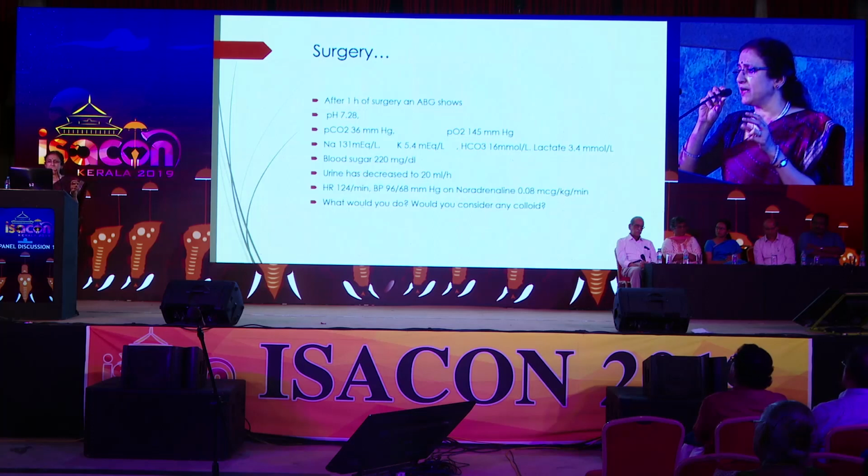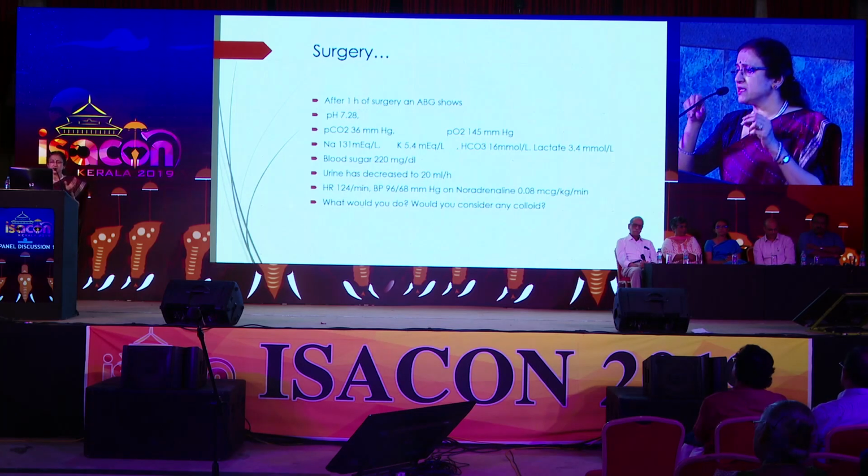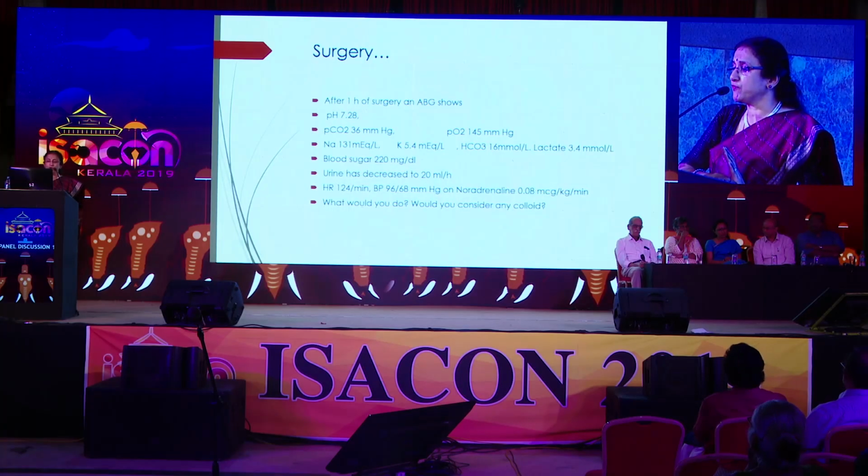So Dr. Vinodan, you have taken the patient, you have started a balanced salt solution, and the surgeon has positioned him laterally for a nephrectomy. Your resident draws a blood gas because nothing has been sent so far, and you did put an arterial line. It shows a pH of 7.28, PCO2 of 36, PO2 145, sodium 131, potassium 5.4, bicarbonate of 16 millimoles, lactate of 3.4, blood sugar is 220.